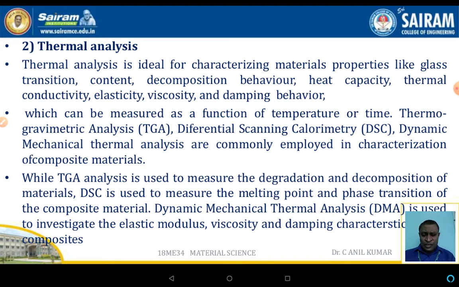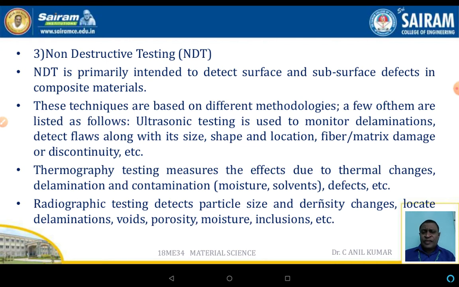the composite material. The TGA, the thermogravimetric analysis, is used to measure the degradation and decomposition of the material. DSC, which is the differential scanning calorimeter, is used to measure the melting point as well as phase transition of the composite material. Dynamic mechanical thermal analysis, DMA, is used to investigate the elastic modulus, viscosity as well as the damping characteristics of the composite material.